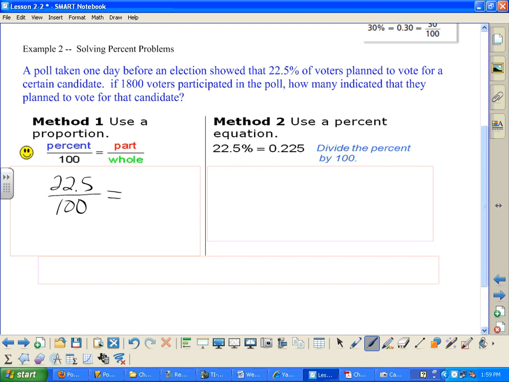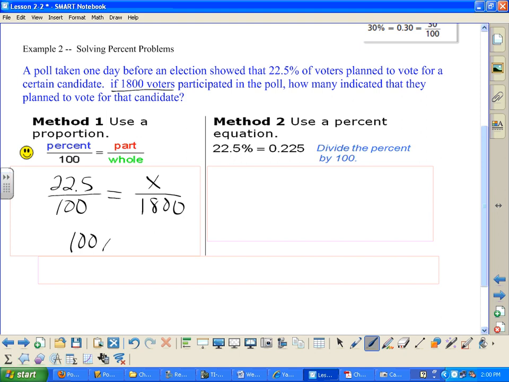So they give us one other number here. They give us 1,800. Is that number the part or the whole? Okay, because it says it was 1,800 voters. So then we're going to put the 1,800 in the denominator, and then the part, or x, in the numerator. And then we'll cross multiply and solve.